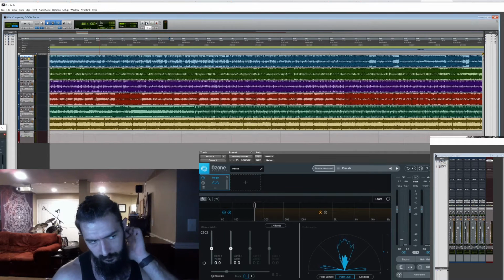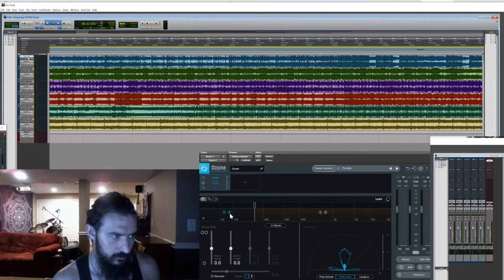And just so that we're clear, I have this soloed on the low-end information. The vector scope does reflect what is soloed. It's not outputting the image of the whole song right now. Yeah, a lot of that's out of phase.